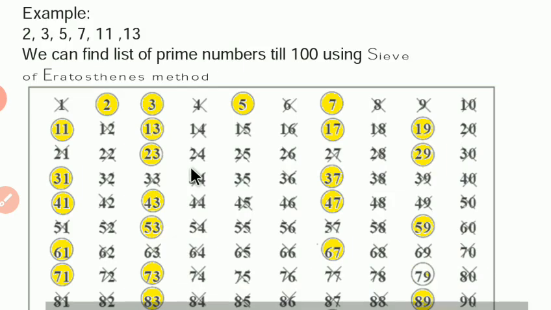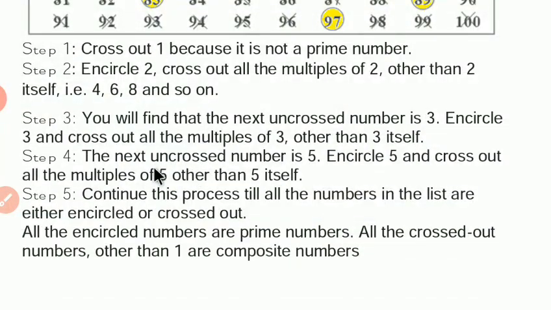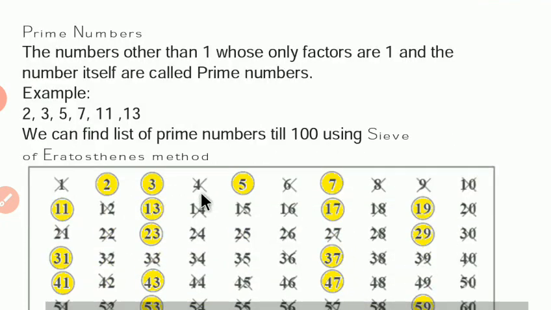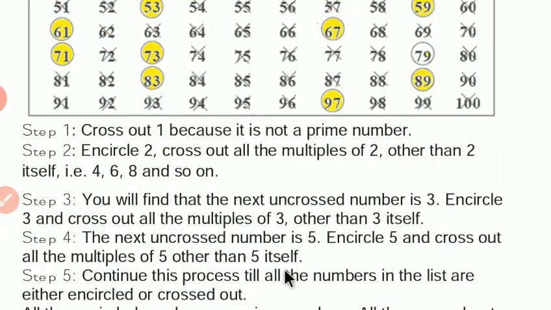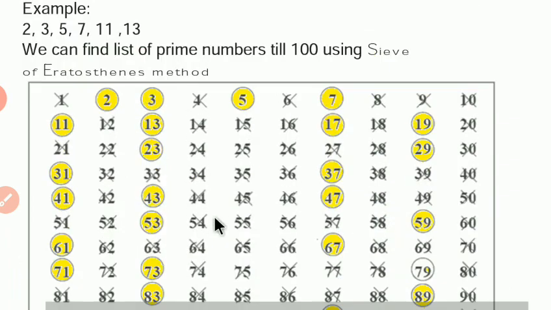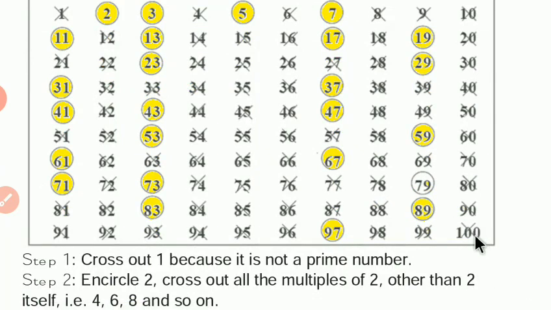The remaining multiples you have to cross. After this, you can see that if we cross the multiples of 2 and 3, already 4 is cancelled. Then which is left? 5. It means the next prime number is 5. Now encircle 5 and cross out all the multiples of 5. 5 2s are 10, so now cross 10. 5 3s are 15, but if we cross out multiples of 3, already 15 is cancelled. Then 20, 25, 30. Like this you have to cross till 100.